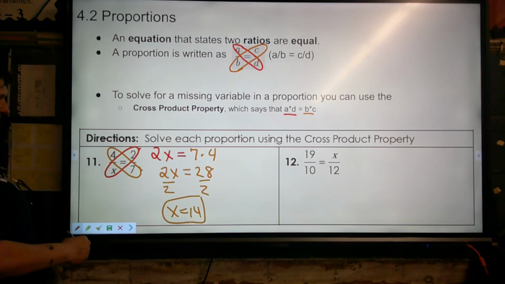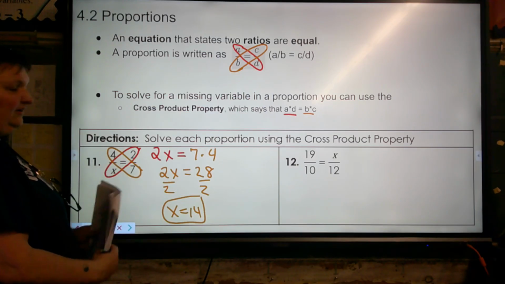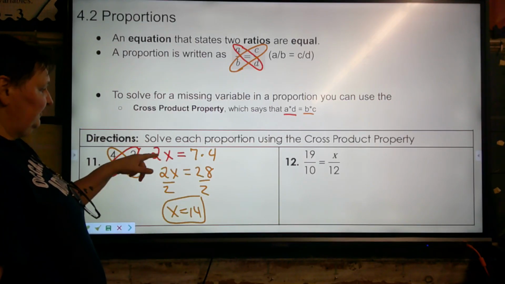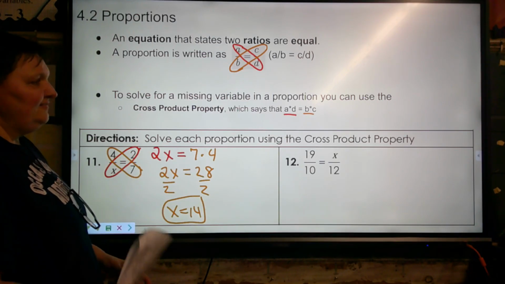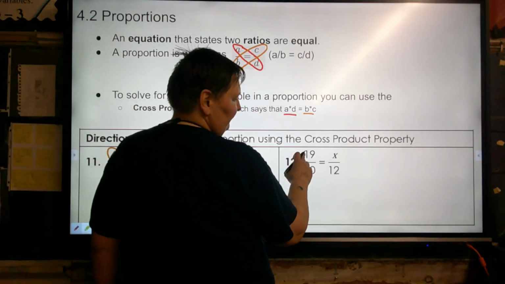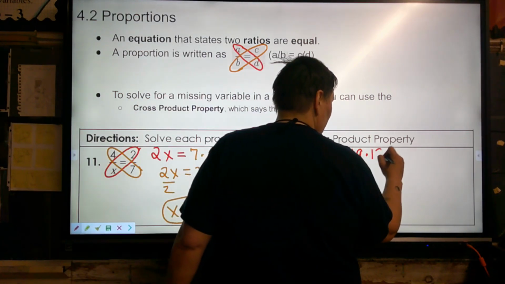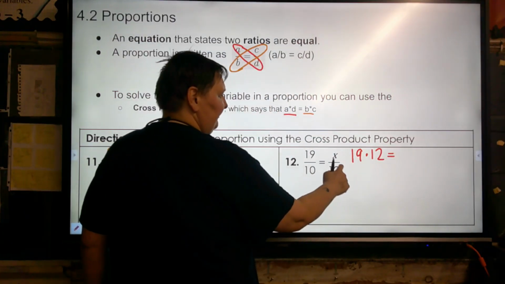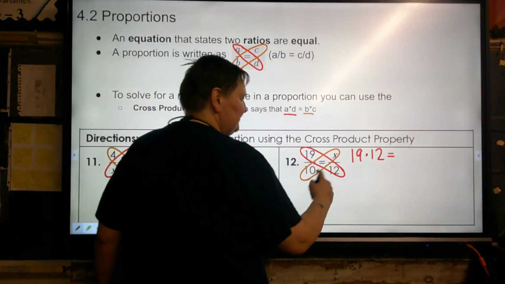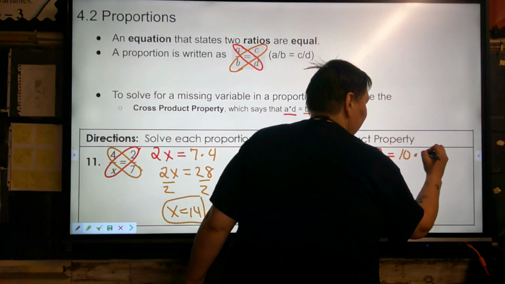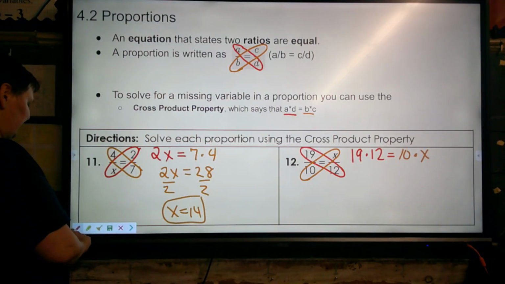All right. Now, I'm going to do this one in the order it comes instead of, like over here, where I chose to do the x first so that I would end up with x on the left. I like my x's on the left, I'm sorry. But let's say we start here. 19 times 12. Right? I did this. And now we're going to do 10 times x.